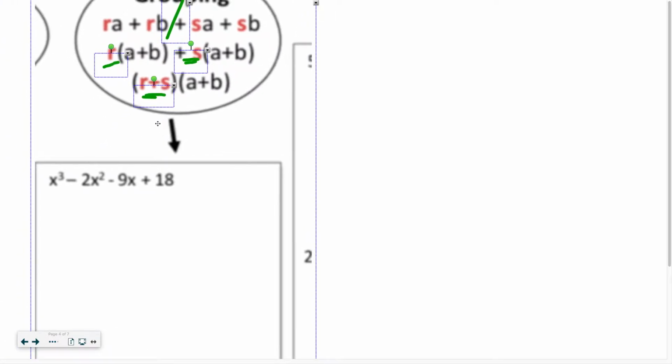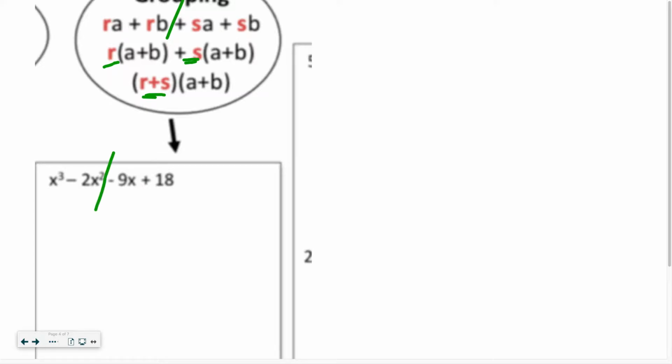Let's see it in action here. Move all this up so I can see that better. We're going to do x cubed minus 2x squared minus 9x plus 18. So, obviously this one has how many terms? 4. We're going to try to factor by grouping. Before I do factor by grouping, I might check to see if they share anything in common. They don't all have x. They don't all have a factor of 2 or anything like that. So I'm just going to split it down the middle and see if it factors by grouping.